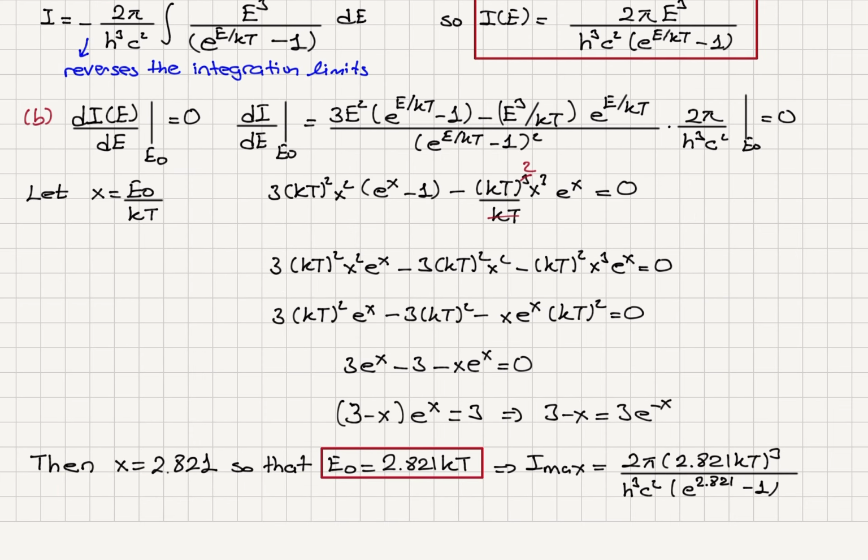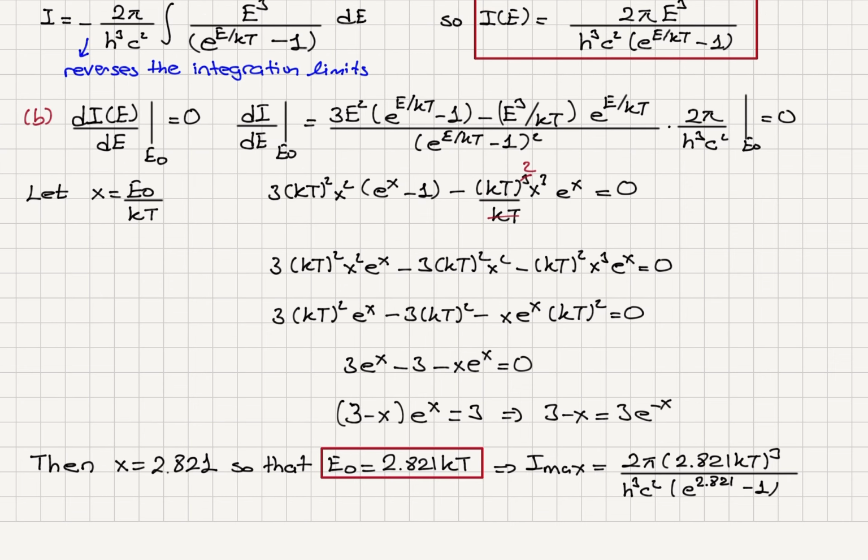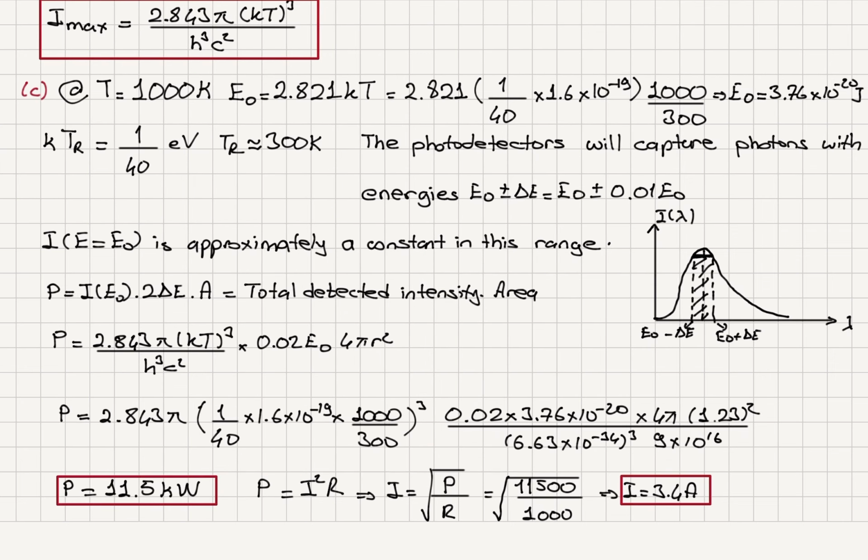All right. Let's move on to part D. If the device is designed for 5000 Kelvin, then how much power is supplied and what's the current? So we're changing from 1000 Kelvin to 5000 Kelvin. Now, if we look at the E0, it is linearly proportional to temperature. So we can say that the E0 value will be increasing linearly with temperature.